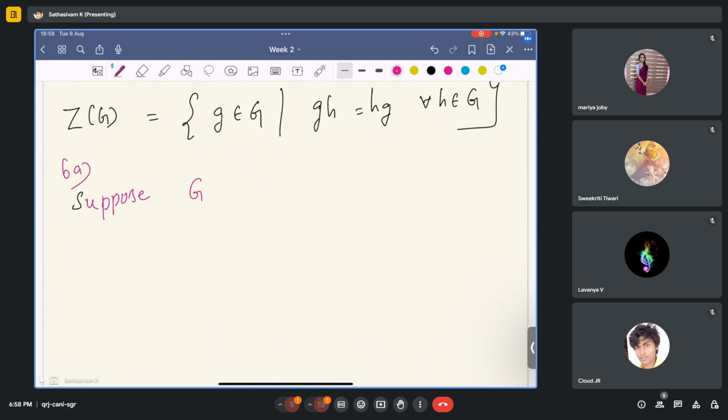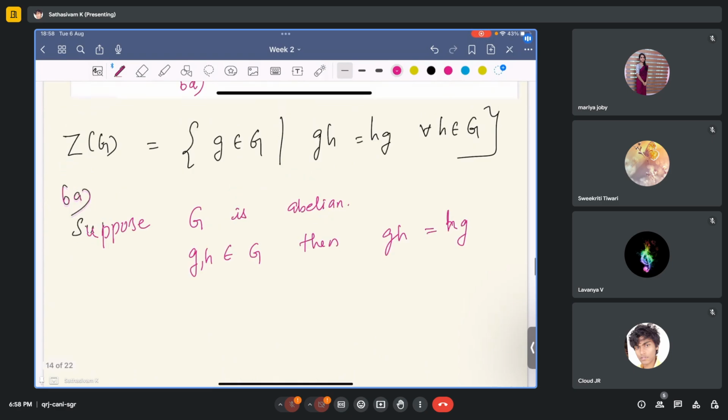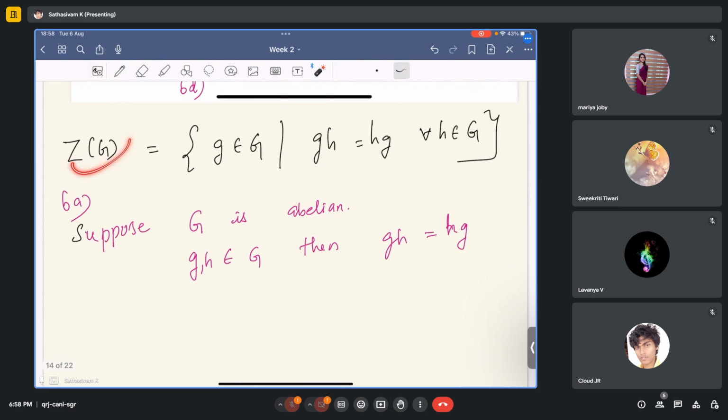So suppose G is an abelian group. What does abelian mean? If you take two elements g and h in G, then what we know is gh equals hg. So this is the definition of being abelian, right? So if this is true, then what is the center of G?